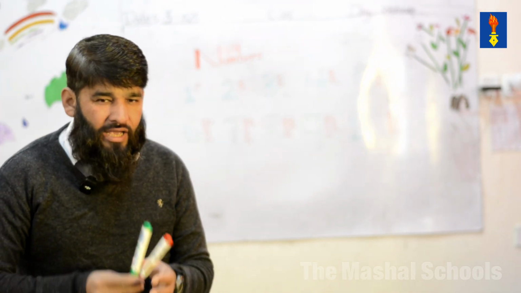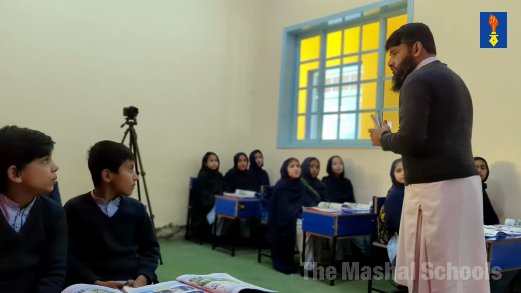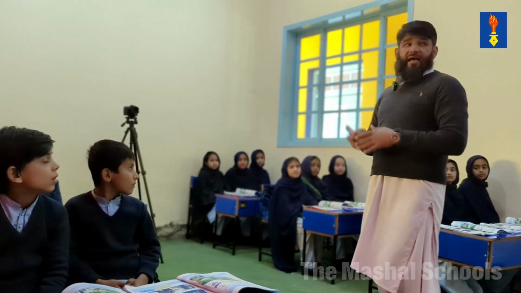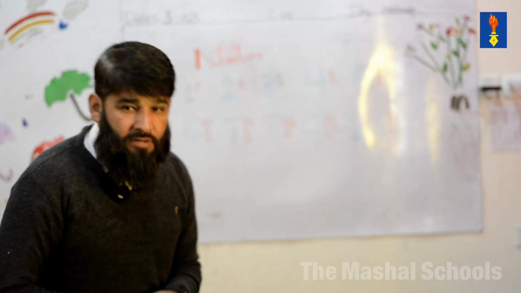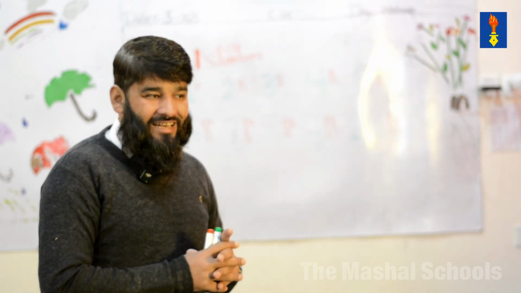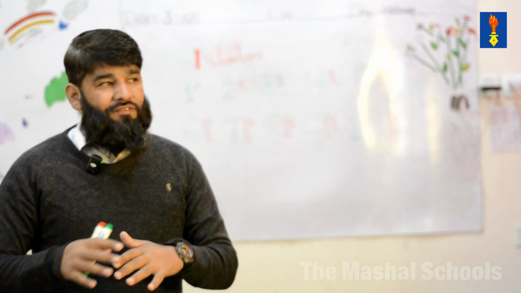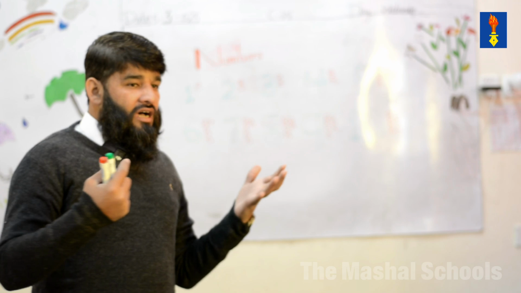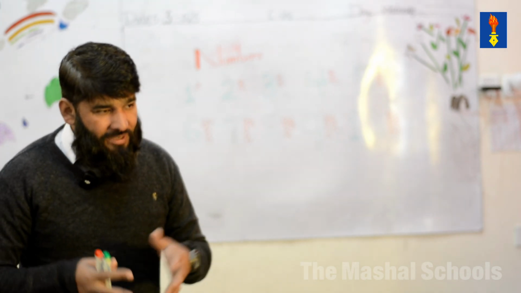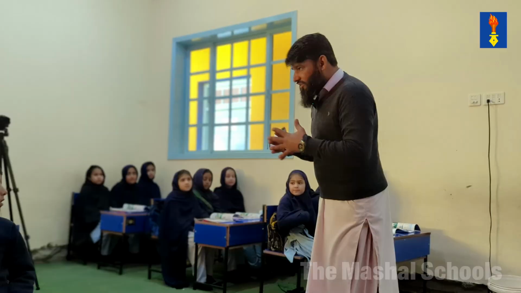How many markers do I have? 1, 2. How many markers? 2. And like that, I have written some numbers on the board that are from 1 to 10. And we can count them, we can learn the spelling of these numbers, and we can count different things. Now I will ask different students how many things there are, and they will answer me. Okay? Are you ready for that?